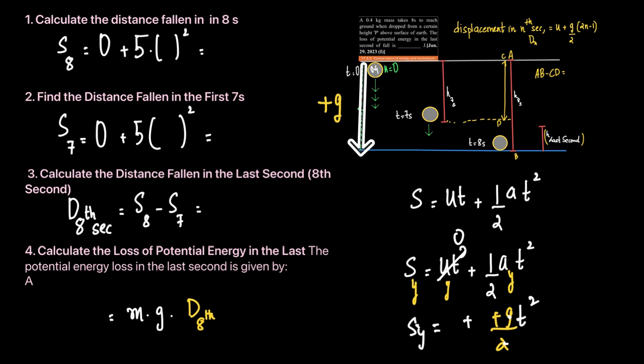Into t square, which is 8 square. 8 square is 64, and then we have 64 into 5. 5 4s are 20, so 320, right?